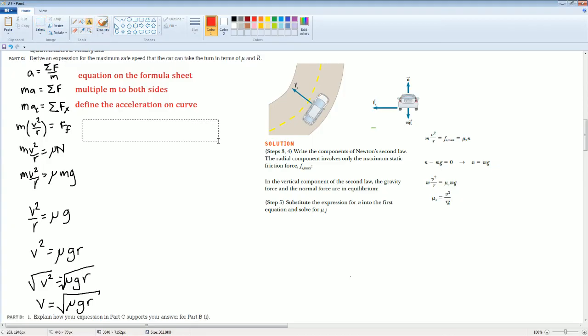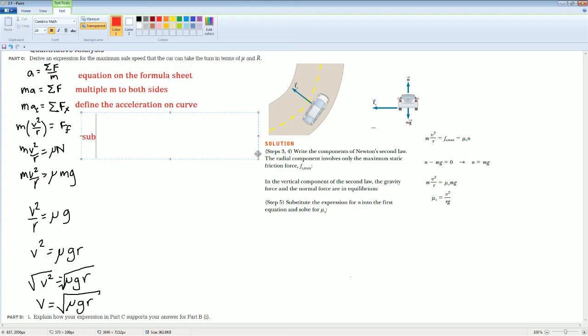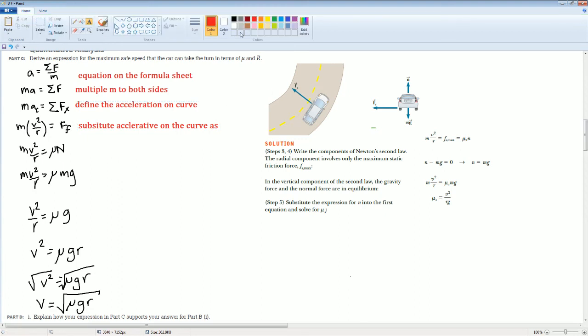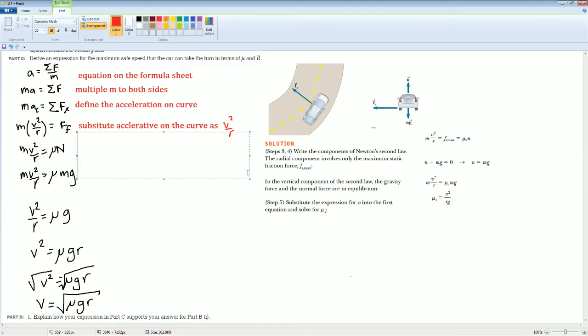Then here I make the substitution. Substitute the acceleration on the curve as v squared over r. I'm just doing a lot of steps to show you everything. You don't need all the steps.